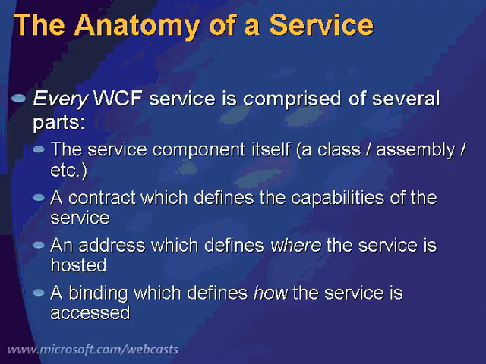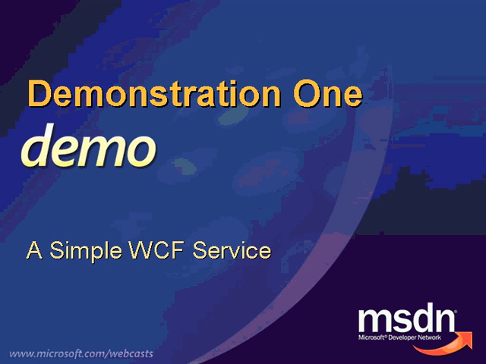Now keep in mind that a single service can be exposed over multiple transports simultaneously, just like you saw in that previous graphic. So we might have multiple bindings and multiple addresses for the same contract and the same service. And I'll actually demonstrate that in the second set of demos. But let's start off by taking a look at a simple WCF service here.